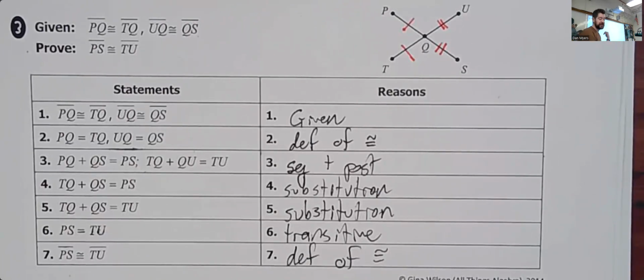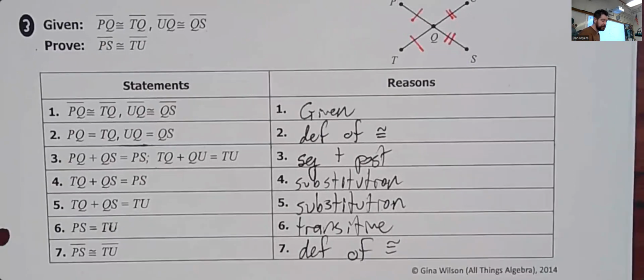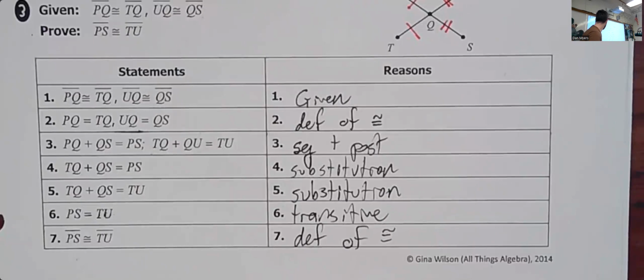Definition of midpoint shows up quite a bit throughout these proofs. The segment addition postulate you see a lot. There's also a lot of substitution and the occasional transitive property. And transitive, I think, shows up in most of these. So let's keep going. The next 2, 4 and 5, are both substitution. So we got given, definition of congruence, segment addition postulate, and then this next one, number 4, is substitution, as is number 5.